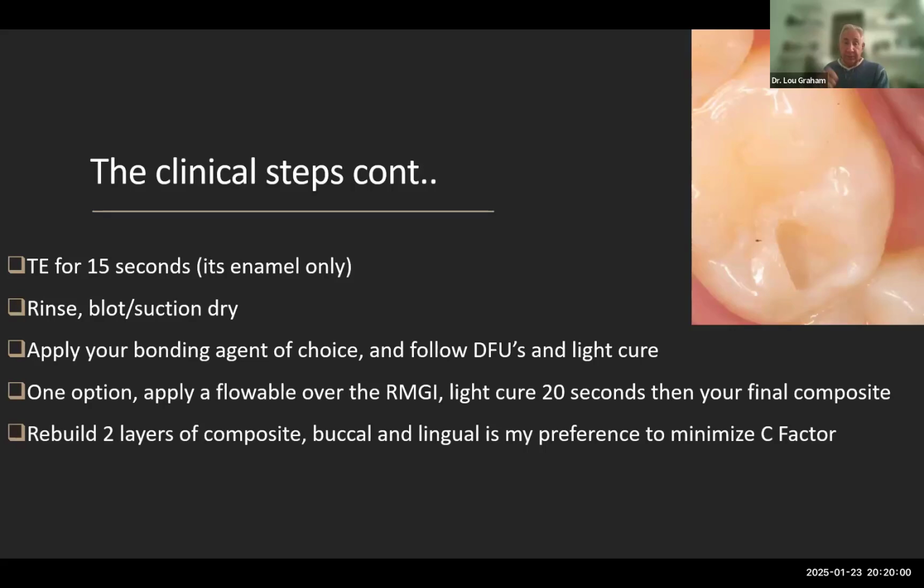You could rebuild the buccal and then the lingual. Again, I do that routinely, just not one layer. You could also put a little flowable down first just to cap the RMGI, just a little flowable, light cure the flowable, and then just put in your final capping layer on the buccal and lingual.